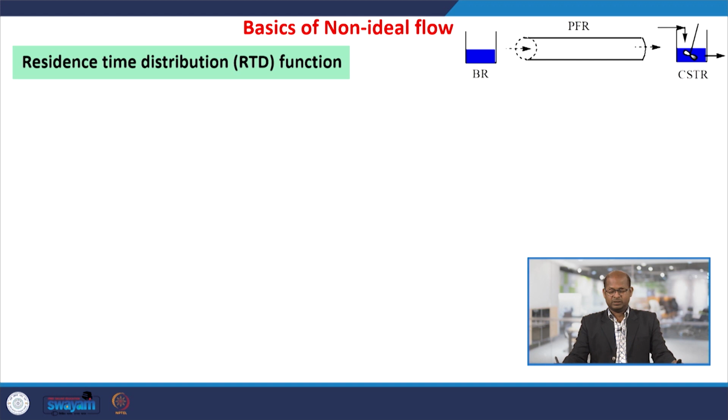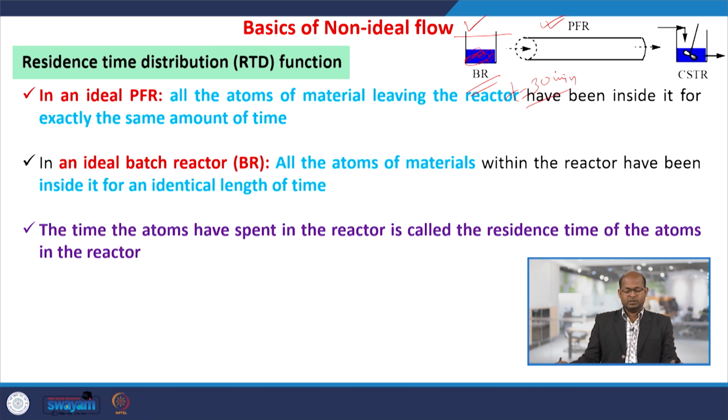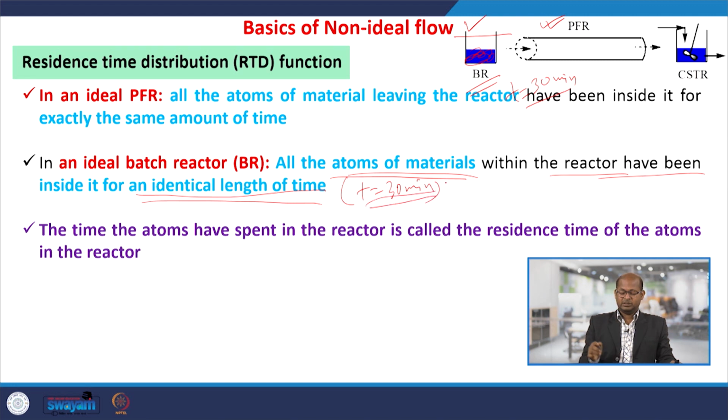It is important. We have batch reactors and plug flow reactors. In a batch reactor, let us say all these are the reactant molecules we put inside the reactor, spend 30 minutes, and after that we collect all the molecules together. In batch reactors, all atoms or materials within the reactor have been inside for an identical length of time, that is 30 minutes, let us say t equals 30. All molecules spend the same time, so a batch reactor is an ideal reactor.